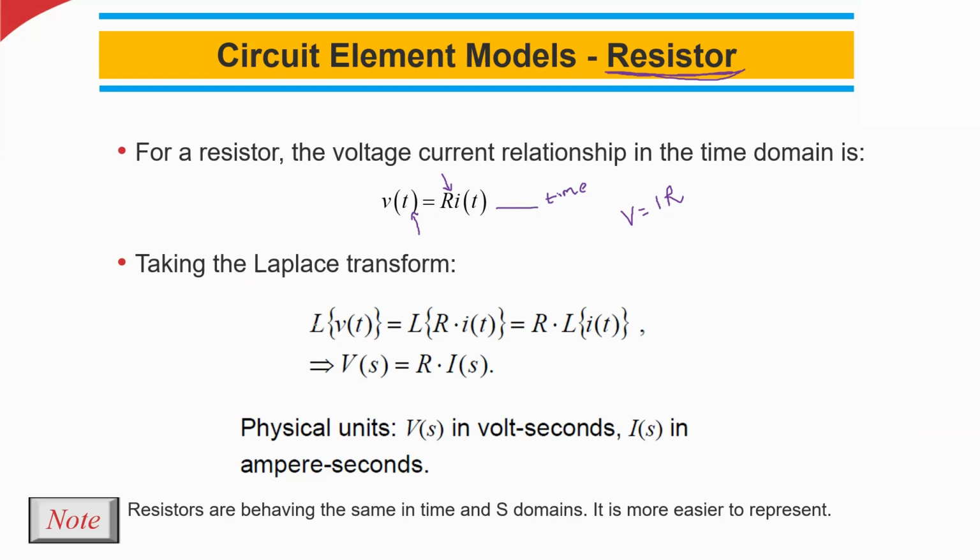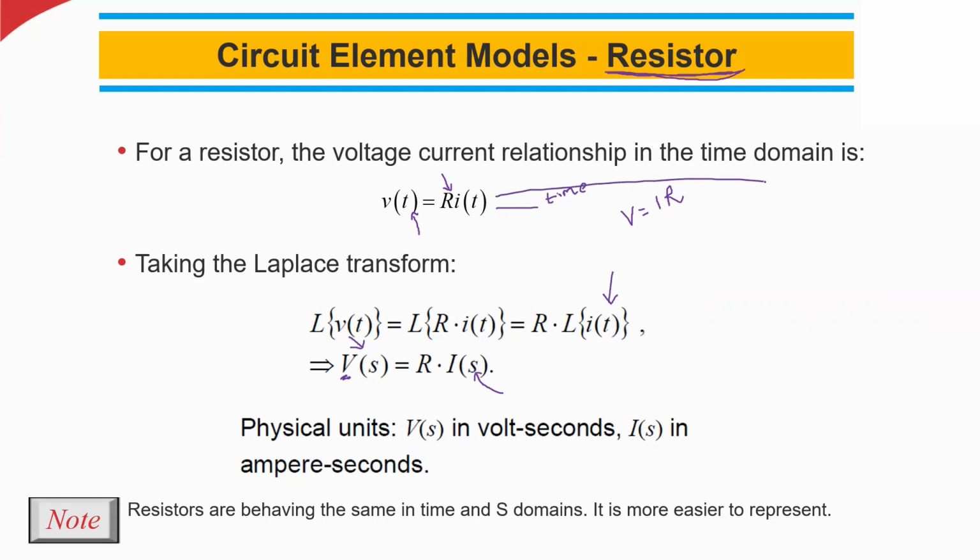L is representing the Laplace transform. L of V of t is equal to L of R times I of t. R is a constant, so you take it outside: R times L of I of t. We know in the Laplace transform we represent everything in terms of complex numbers. So V of t we can represent as capital V of S. Remember, capital V of S is equal to R times capital I of S. This is what you have to remember.